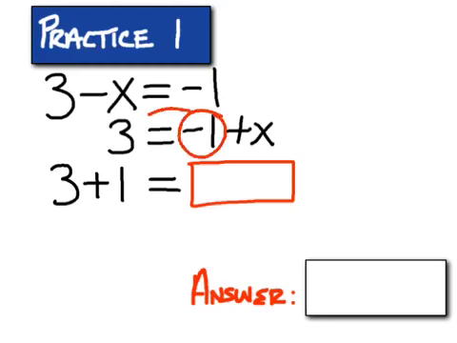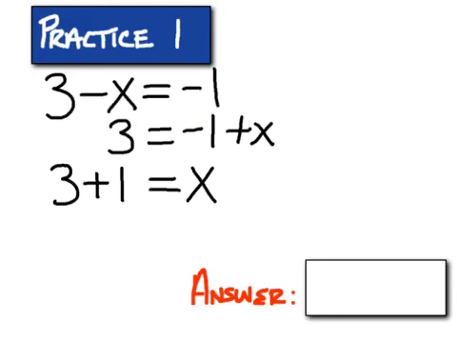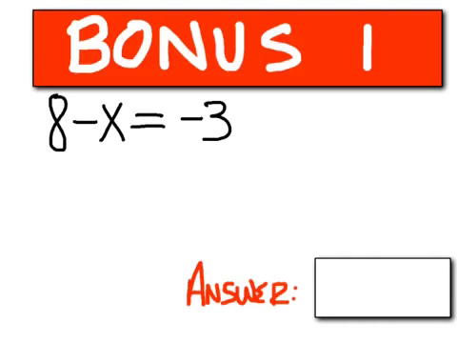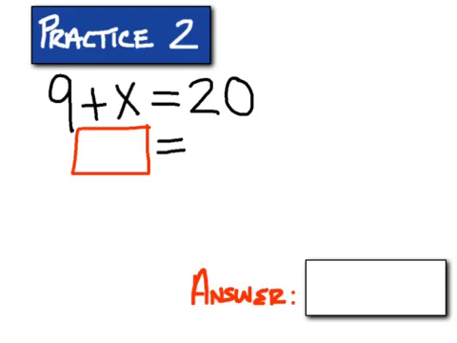Alright, now after we move this number, what do we have left on the right side? Okay, after we move our number to the left side, all that's left on the right side is x. Okay, now I want the final answer. Okay, final answer for this problem should be 4. Alright, go ahead and bring up your bonus. Okay, answer for this one should be 11.